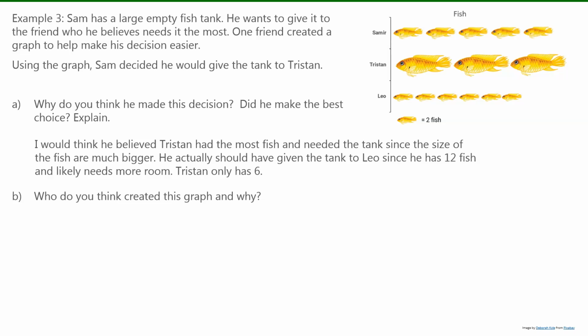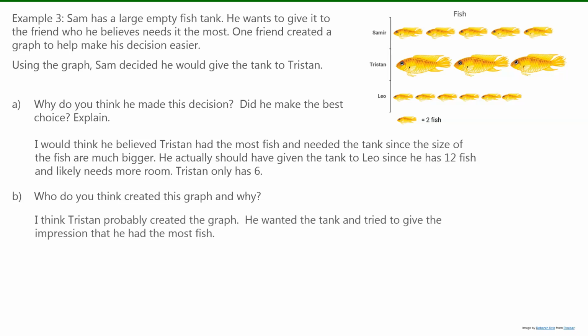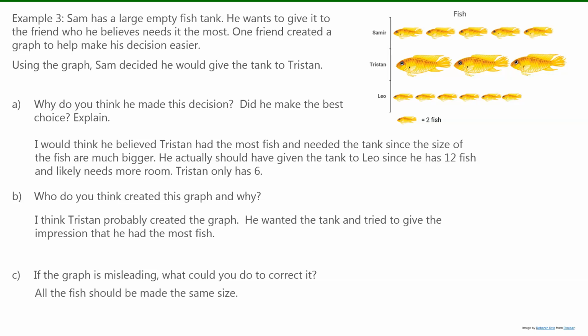Who do you think created this graph and why? Well, I think it's highly likely that Tristan created the graph. He wanted the tank and tried to give the impression that he had the most fish. So by drawing the fish much bigger than the fish in the other categories, it makes it seem he has more. If the graph is misleading, what could you do to correct it? Well, all fish should be made the same size. When we're using symbols to represent information, the symbol size should be kept consistent.